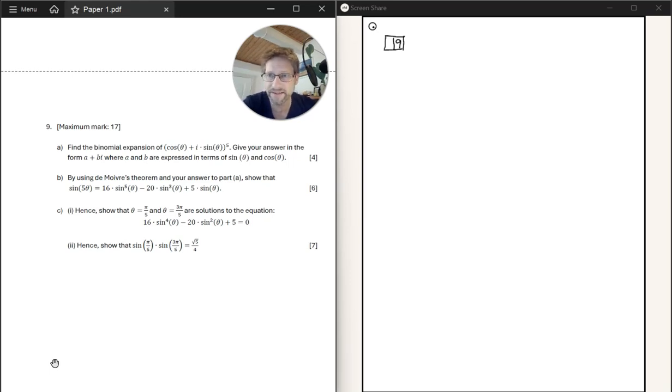First, it says find the binomial expansion of this stuff. So that should be cosine of theta plus i times sine of theta, all of it to the power of 5.